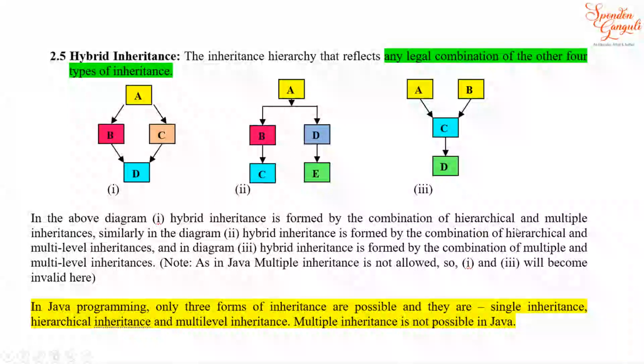Now, as Java does not support multiple inheritance, here diagram 1 and diagram 3, these two types of inheritance are invalid in Java, whereas diagram 2 is a valid inheritance in Java. Let's move on further.